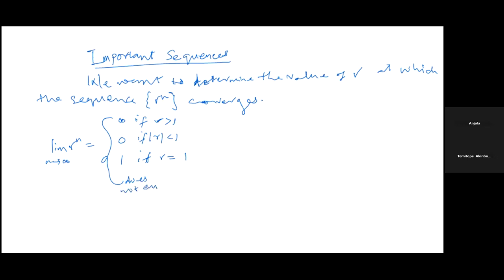If R is less than or equal to minus 1, the limit does not exist because it will be oscillating. It will be oscillating in the sense that the value you get if n is odd will be different from when n is even. Do you understand that now? So in that sense, you say that the limit does not exist. So that's the behavior of that sequence.